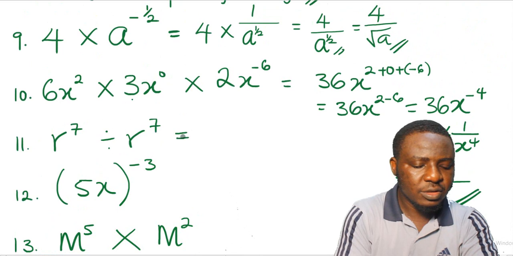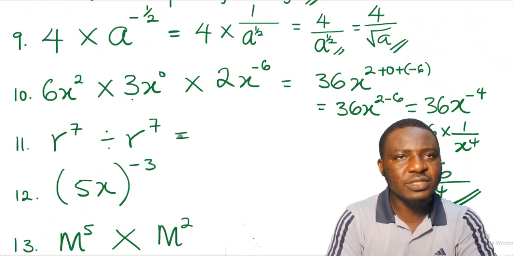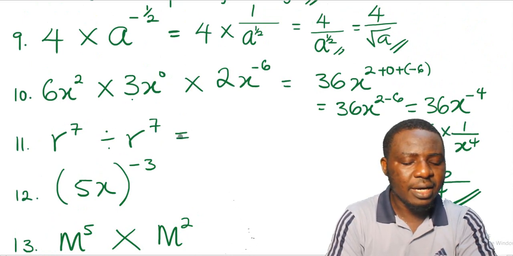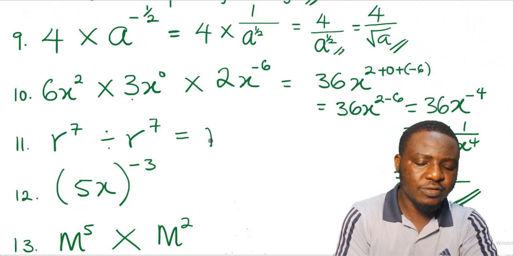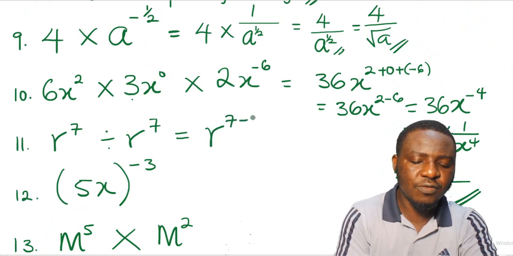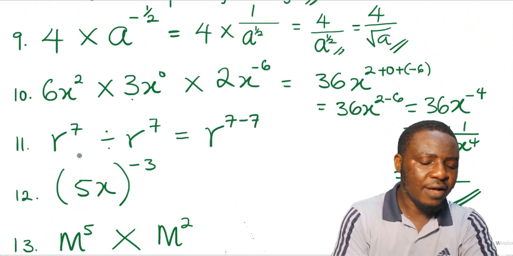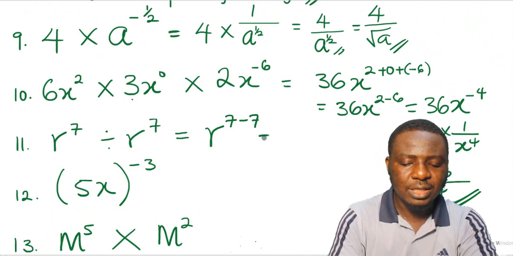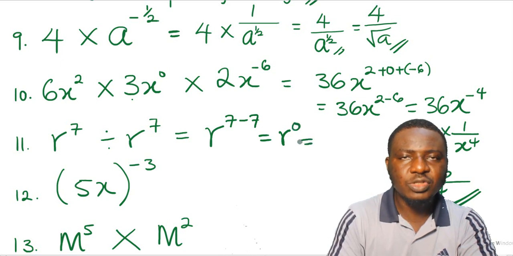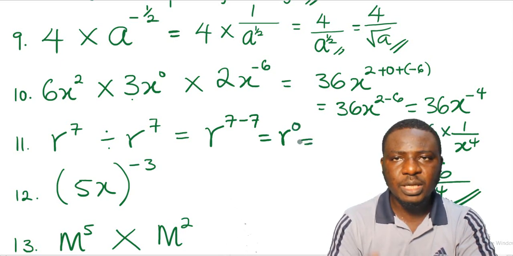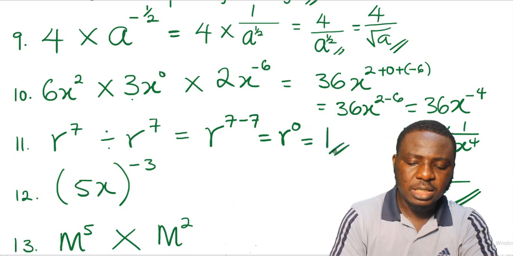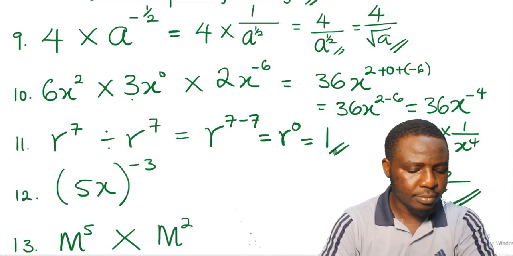Question number 11 says r raised to the power of 7 divided by r raised to the power of 7. This gives us r raised to the power of 7 minus 7. Having considered their bases to be equal, this becomes r raised to the power of 7 minus 7 is 0, and anything raised to the power of 0 is said to be 1. So our answer is equal to 1.